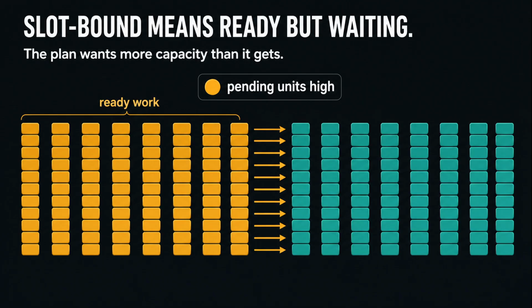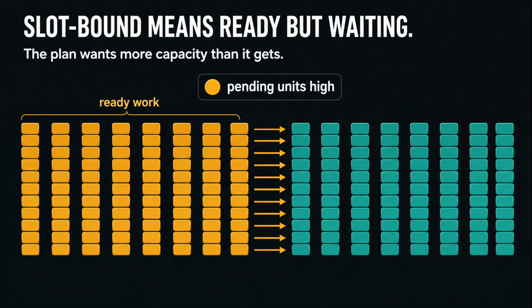So with that scheduling picture, the performance symptoms finally pull apart. The first one is slot bound. Slot bound sounds like this. Imagine the plan is ready to fan out to 1,000 workers, but only 200 slots are free, so most of the work just sits in line.